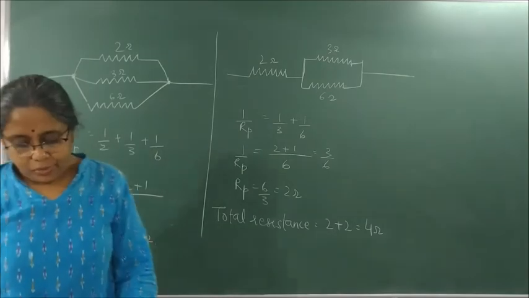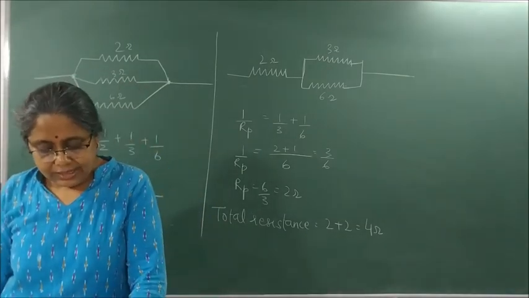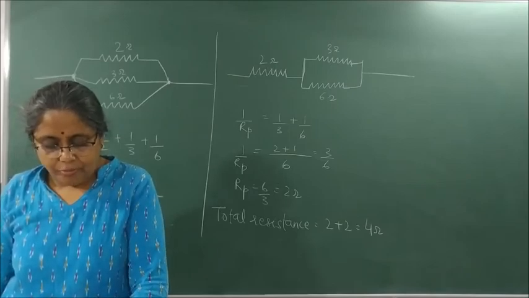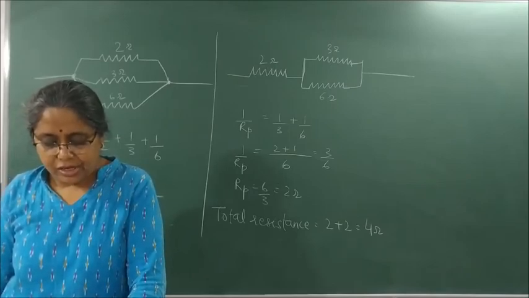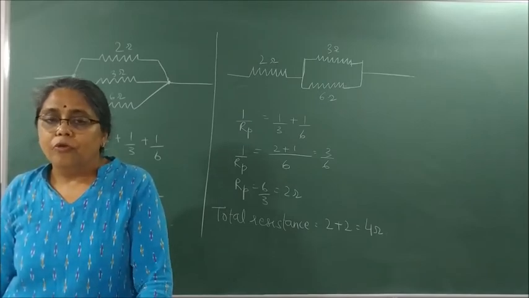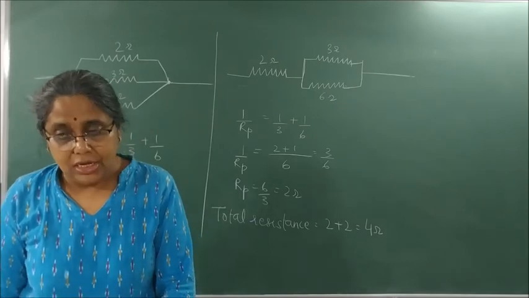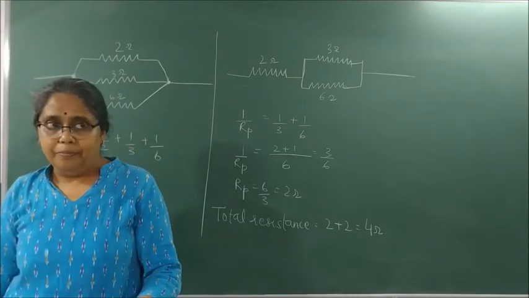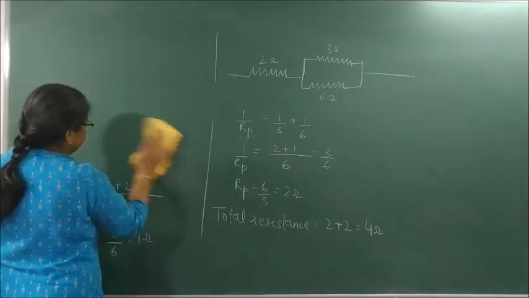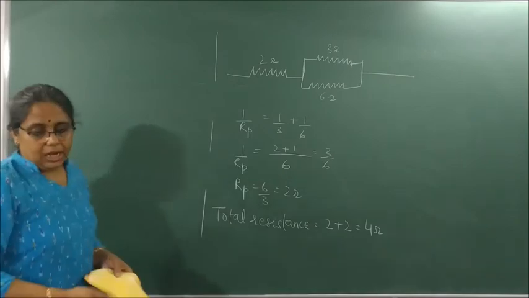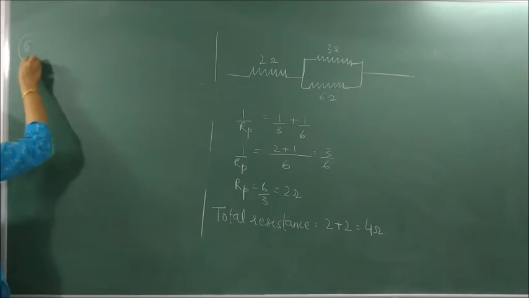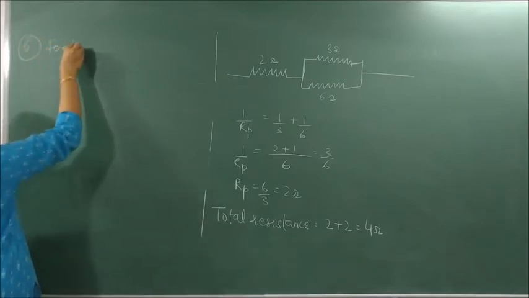Now, the next question. What is the highest and the lowest total resistance that can be secured by the combination of 4 coils of resistance 4 ohm, 8 ohm, 12 ohm and 24 ohms? For highest we will connect in series, for lowest we will connect in parallel. Right. Next question. This is the last question of the in-text part, the fifth one.